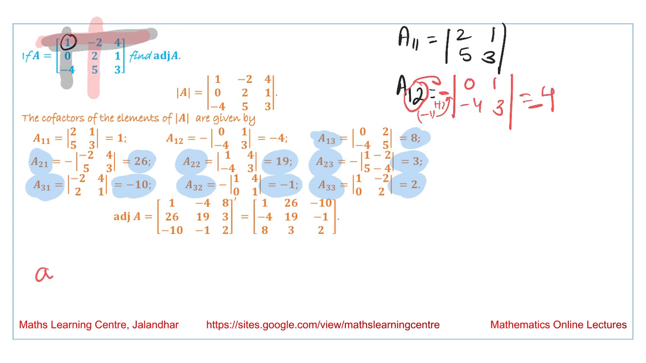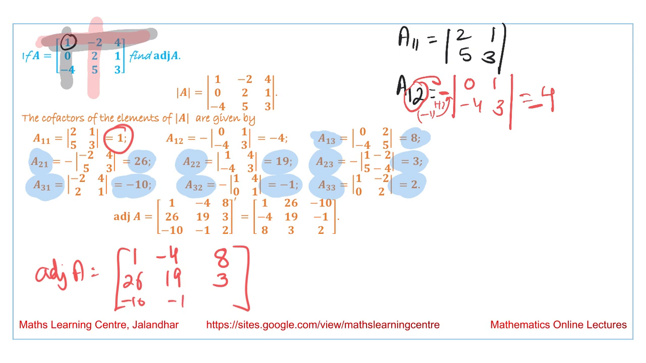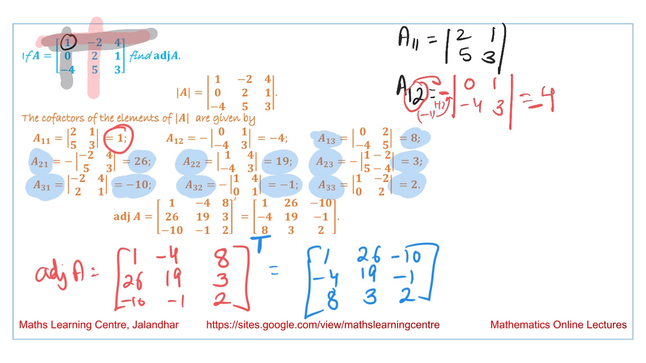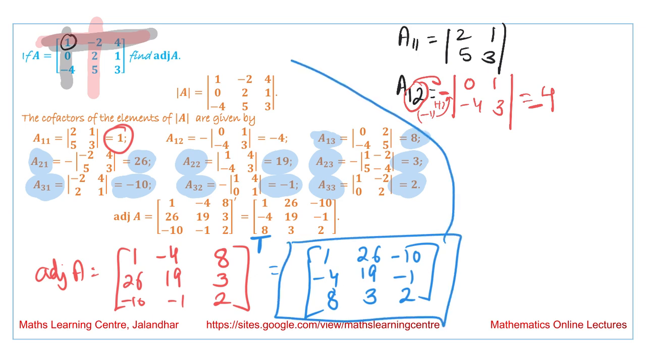So when we have to write the adjoint of A, we write A11, we have seen it is equal to 1, then minus 4, then 8, 26, 19 and 3, minus 10, minus 1, 2, and the transpose of this matrix. And when we take the transpose of this matrix, we obtain the matrix in the form 1, minus 4, 8, 26, 19, 3, then minus 10, minus 1 and 2. So this is the adjoint of the given matrix A.